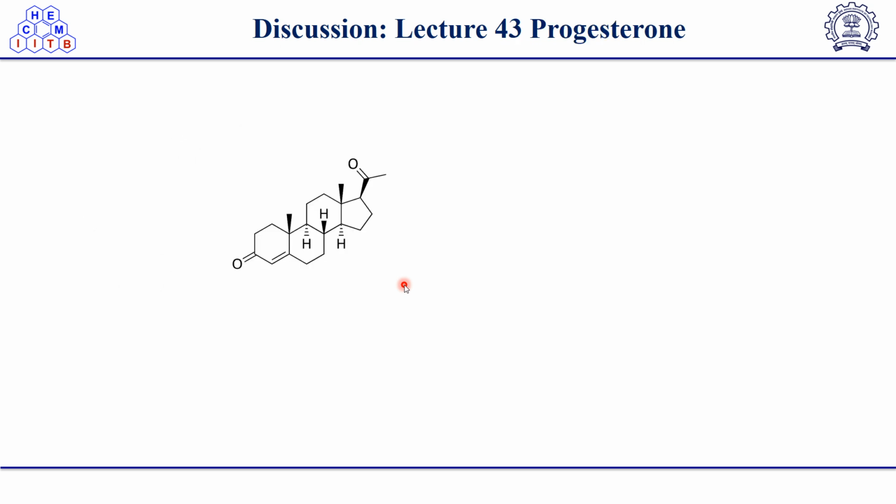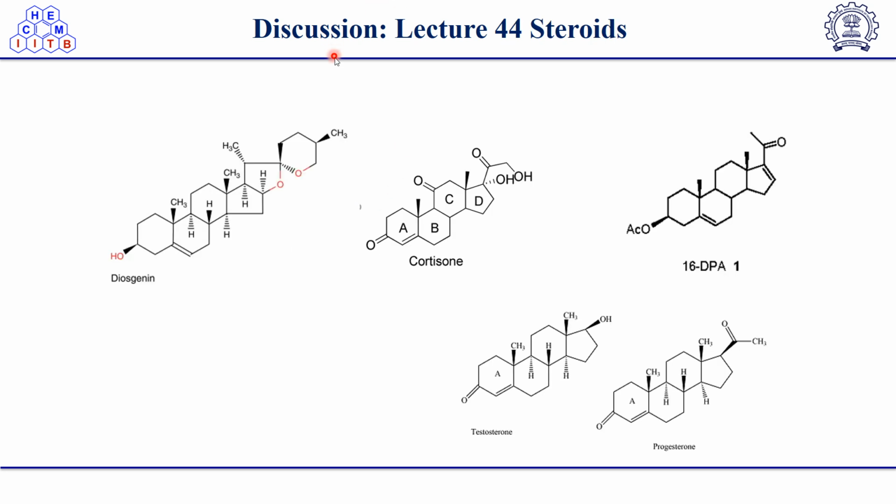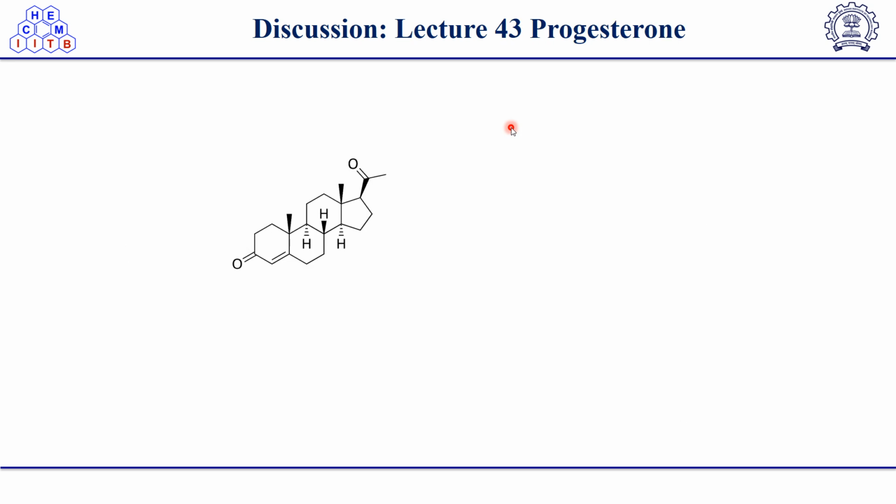Then the next discussion was about progesterone, where we have seen the application of Stork-Eschenmoser's hypothesis of biomimetic polyolefinic cyclizations in the total synthesis of steroid progesterone. So the basic skeleton of steroids is having four rings, three six-membered rings and one five-membered ring.